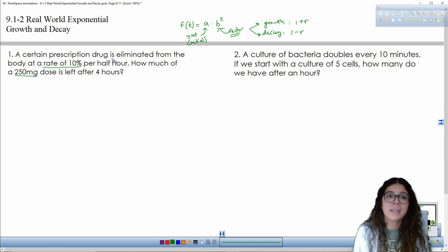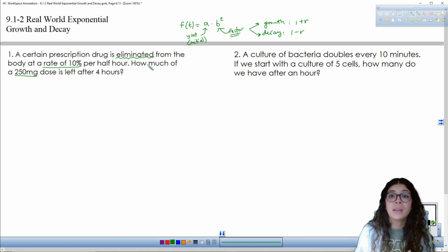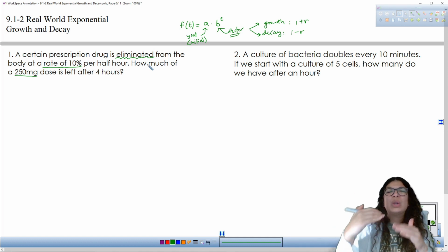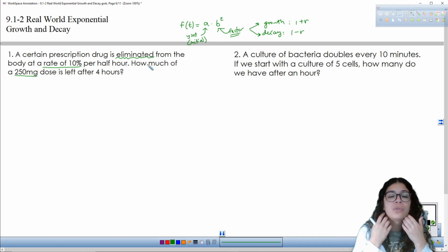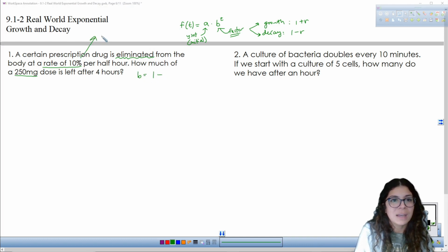Now, look at the question and notice that it says that the prescription drug is being eliminated from the body. So do you think that that's growth or decay? Well, it's eliminating. So you're losing that prescription drug from your body. So that will be a decay. So to find the factor, we're going to go ahead and do 1 minus the rate. The rate as a decimal would be 0.1. Okay, so the rate is 0.1. So I'm going to do 1 minus 0.1, which would be a factor of 0.9.